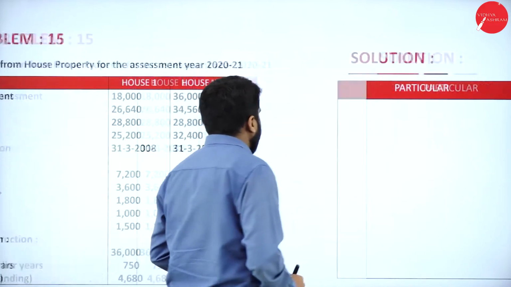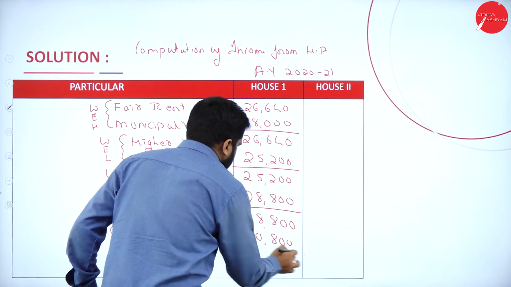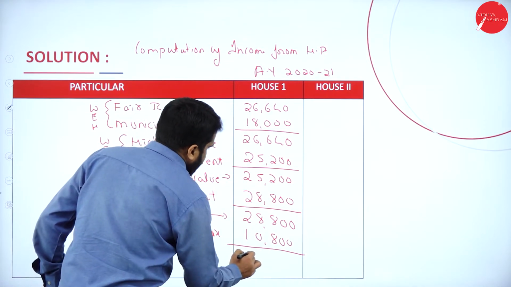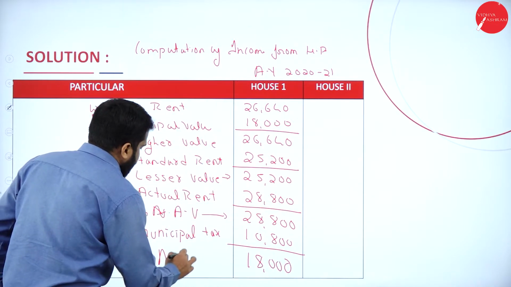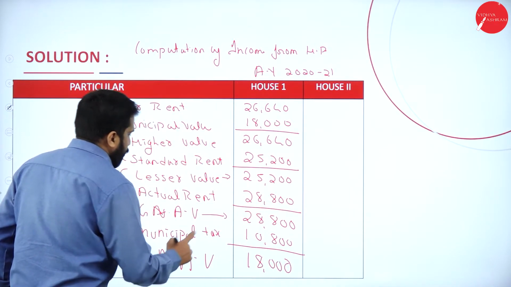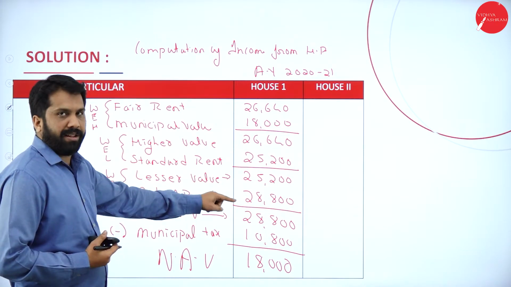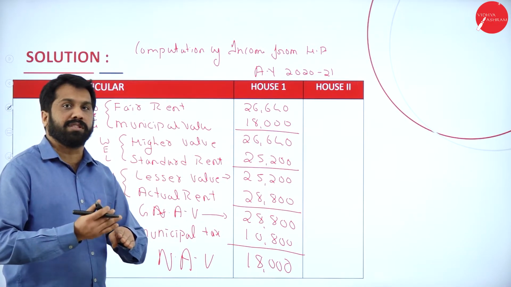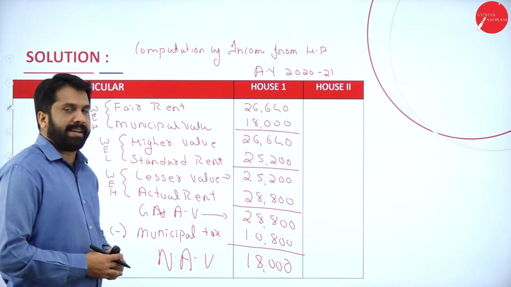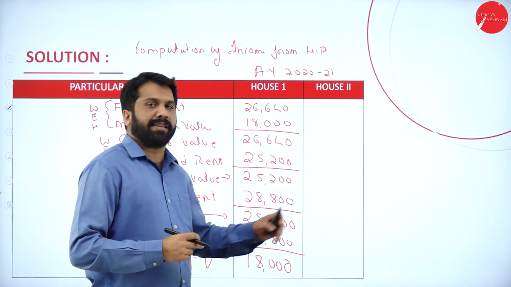Now, 10,800. So, how much will you get? 18,000 is your net annual value. Hope you understood. 28,800 is the higher value. From that, you minus 10,800, the total of both municipal taxes, and you will get 18,000. I'll come to house 2. Later we'll go to the next slide.